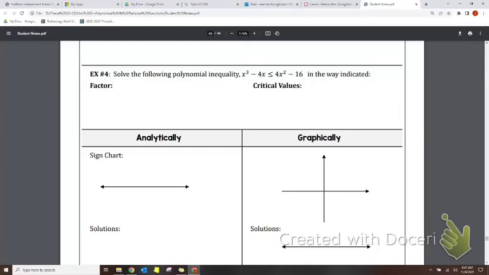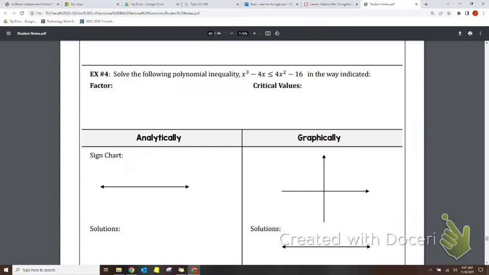All right, part 2 of lesson 8. So it starts example 4 here, and it says solve the following polynomial inequality. X cubed minus 4x is less than or equal to 4x squared minus 16 in the way indicated. And it tells us to factor it. So remember, in order to factor, the first thing is it has to be set equal to 0.